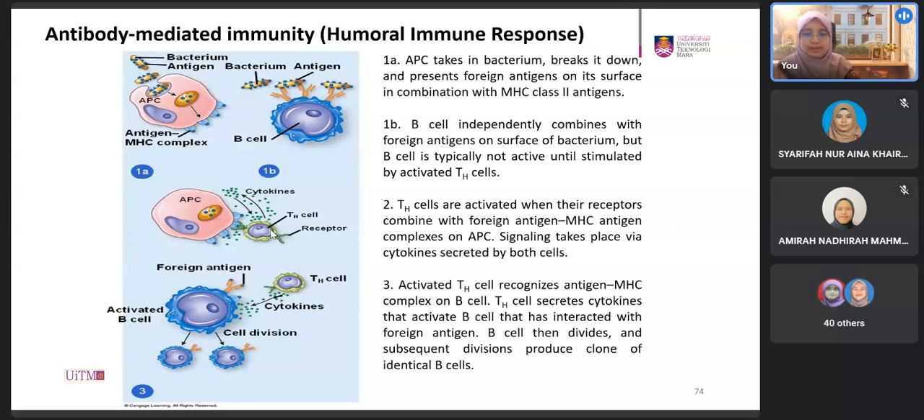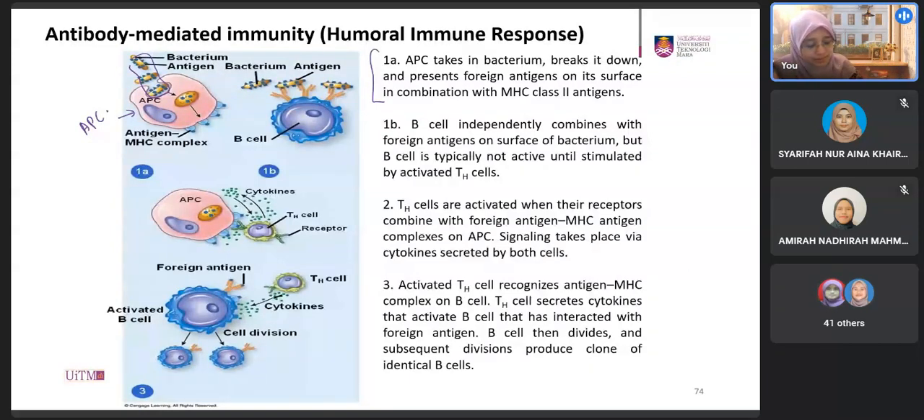Okay, so number 1, A. APC takes in bacterium. So this is the APC. APC internalizes the bacteria or the pathogen, and breaks it down. Macam saya cerita tadi, it is wrapped into vesicles and then fused with lysosome enzyme, or lysozyme, which breaks down the bacterium into antigen fragments.